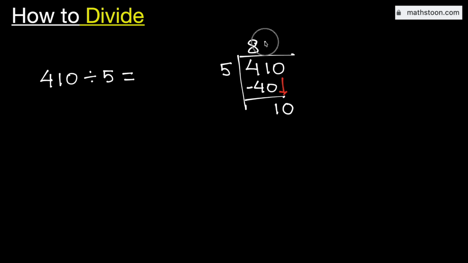Now 5 times 2 is 10. Subtract, we get 0. As we have got the number 0 and there is no number to bring down here, so we will stop. Therefore, 410 divided by 5 is equal to 82. And this is our final answer.